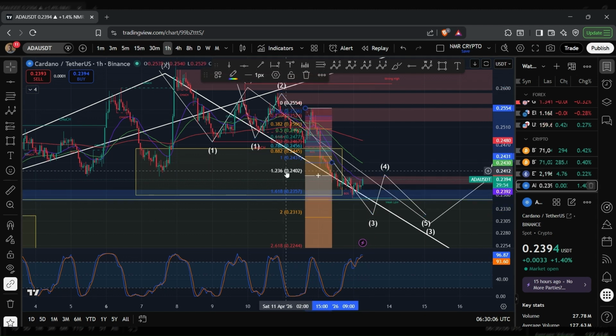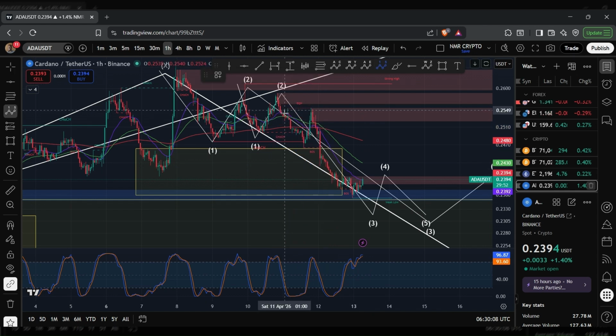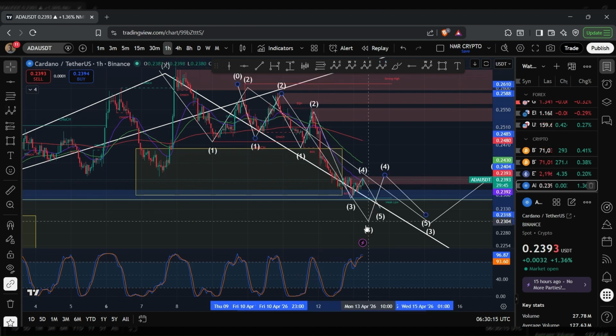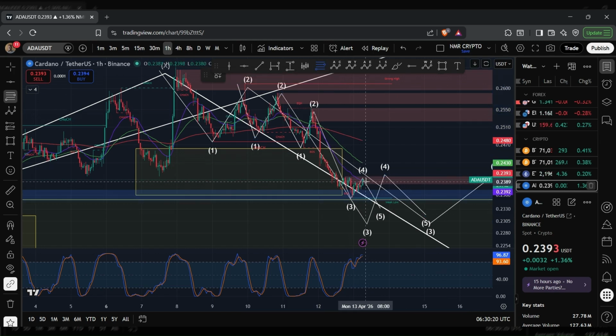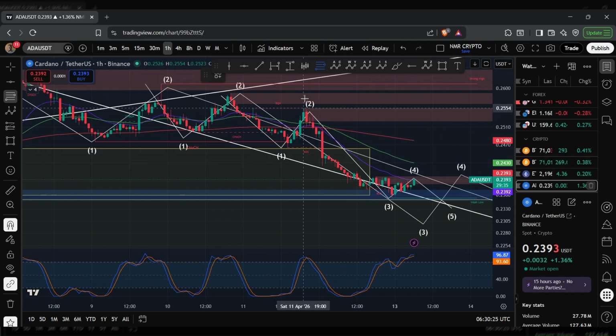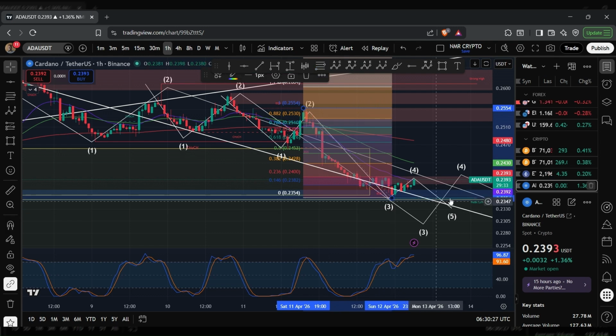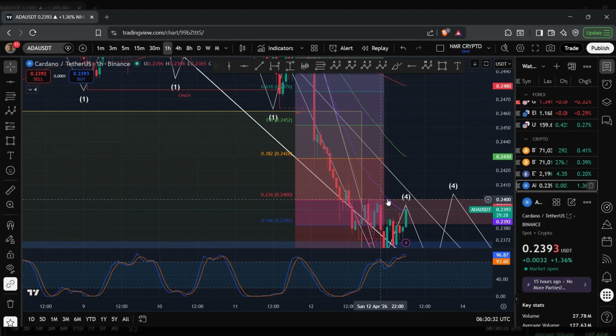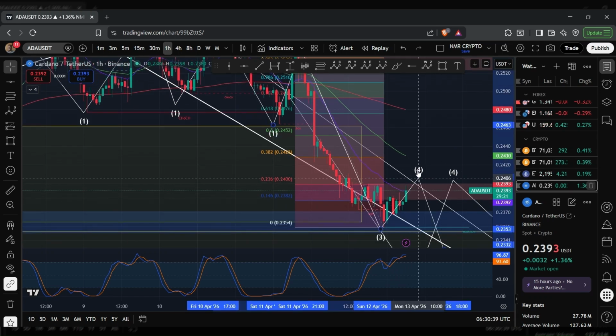which is also made up of 5 waves. So if I draw this in again, we have a wave 1, 2, 3, 4, and 5 to form this wave 3 here. And the wave 4 would usually retrace anywhere between 23.6% to 50% of the wave 3. So it looks like we haven't reached the 23.6% retracement level yet. And we could even potentially retest the 50 EMA to form the wave 4.